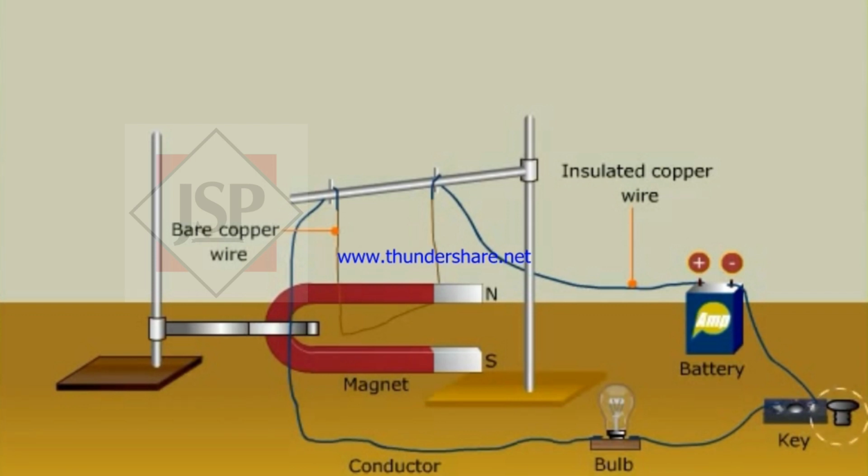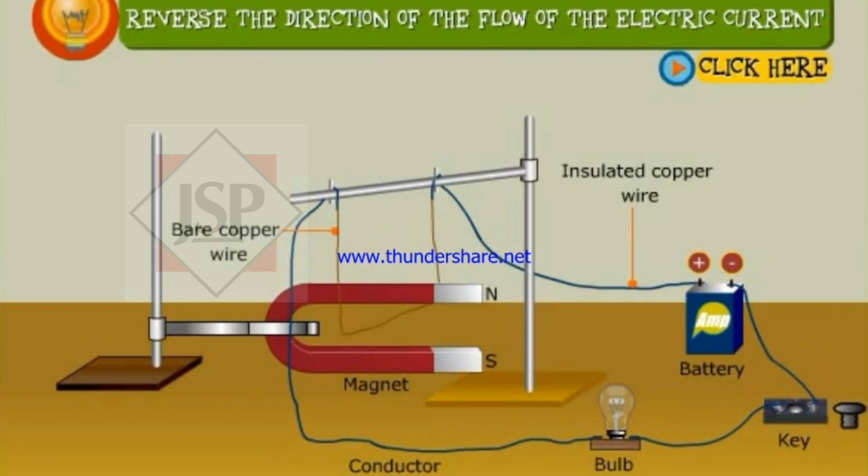Now close the key to complete the circuit. We observe that the conductor shifts from its original position. Now reverse the direction of the flow of the electric current.